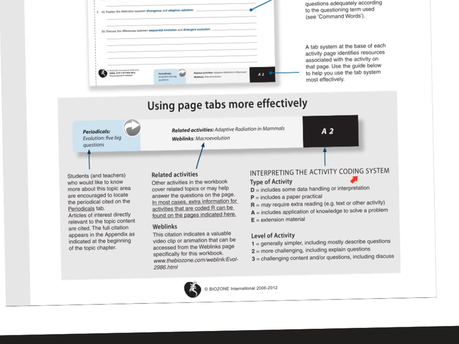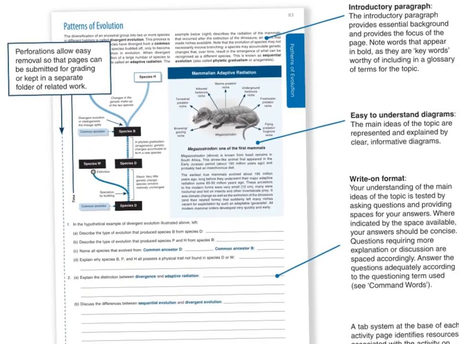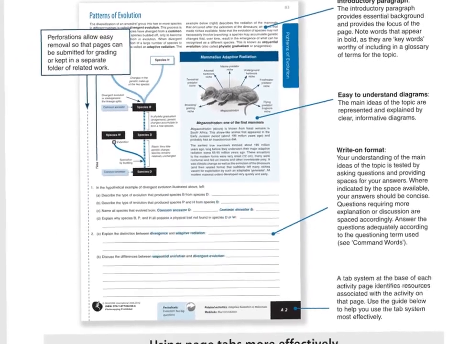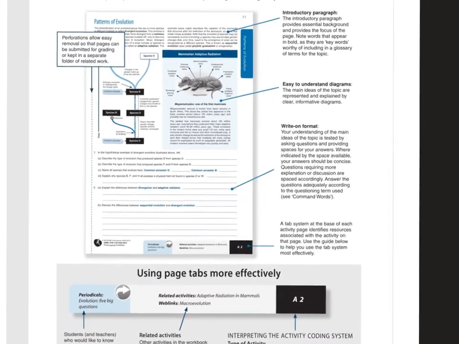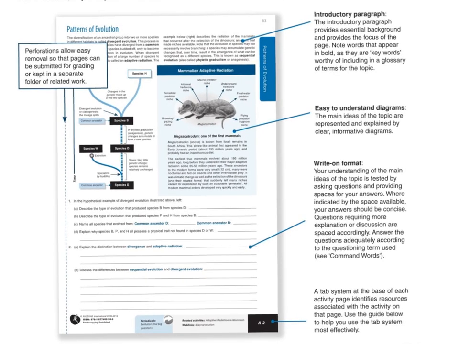Interpreting activity coding system, right? So A includes the application of knowledge to solve a problem. So when you are looking at a problem like this, an A level activity, what you're doing is you're looking at an application of what you should have learned from the video, from the chapter, from this reading. And if you're able to answer these questions, then that's part of the way that you check your answer.